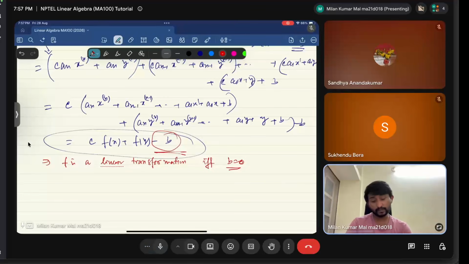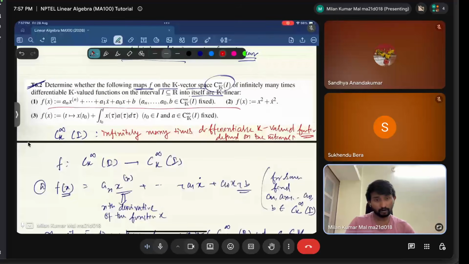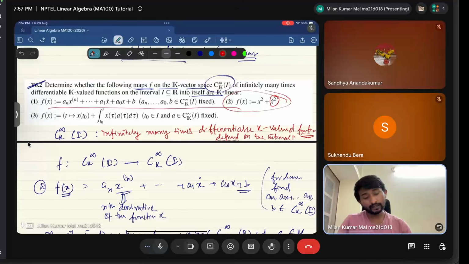What was the first question? The first question is that if we have f looking like this, whether it is linear or not. So it is linear if and only if it satisfies this condition. Note that here it is the second function. I have said this is x dash square, that is, double derivative and square. Whenever there is a square, that is not a linear transformation. This x square is itself not a linear transformation.